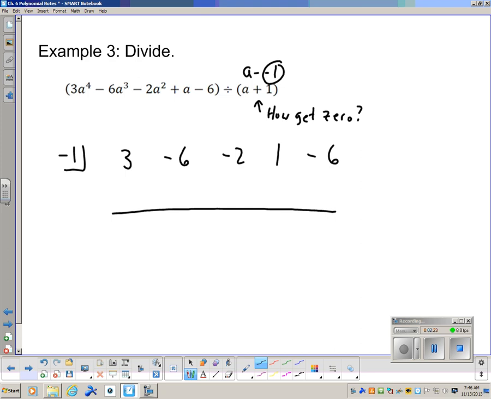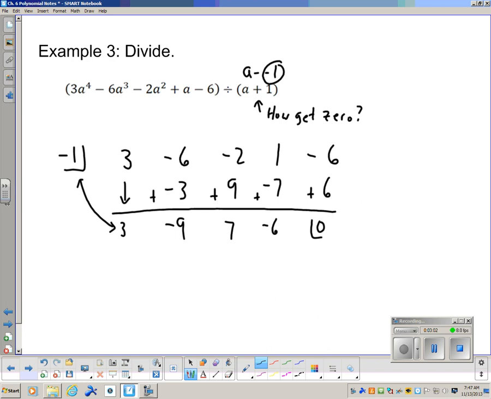Draw a line, bring down the first number there, which is 3. Multiply by what's inside the box. So 3 times -1 is -3. And now we add what we just wrote down there. -6 plus the -3 is -9. Multiply by what's inside the box. So we get 9. Add those together, we get 7. Multiply by what's inside the box, we get -7. Add, we get -6. Multiply by what's inside the box, we get 6. Add, we get 0.